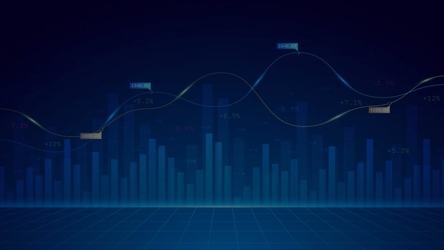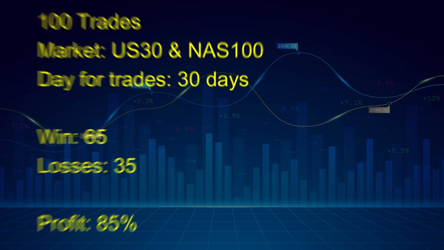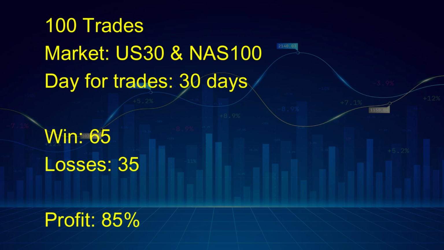Okay, the results are in after 30 days. The test is truly amazing, so let's check it out. That's great, right? And it took 1 month of price data to find the 100 trade signals, which is actually very good. There were 65 winners and 35 losses. The win rate is 65%.